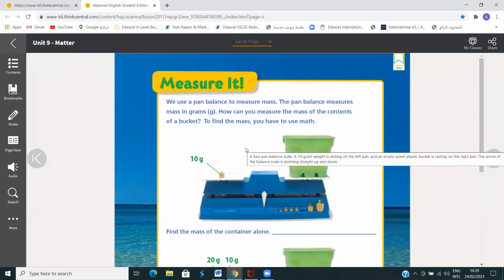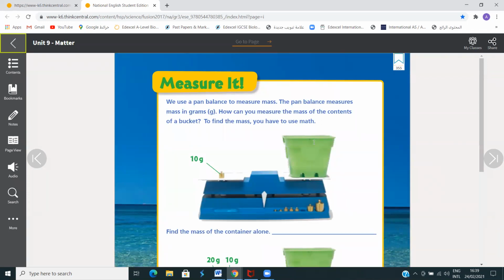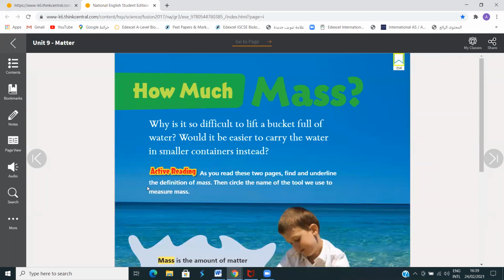Okay. So here, you know that we will study the mass today. Mass means the amount of matter in an object.